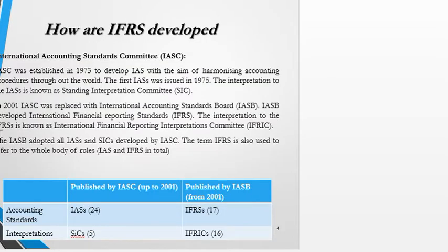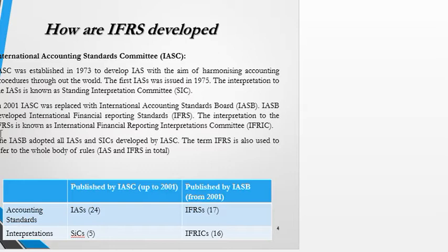How is IFRS developed? Like I've explained before, IASC was established in 1973 and the first IAS standard was issued in 1975. But in 2001, another body was developed to replace IASC due to changes in what is happening globally. So the new body that was developed is IASB. Note that IASB issued IFRS and IFRIC, while IASC issued IAS and SIC.